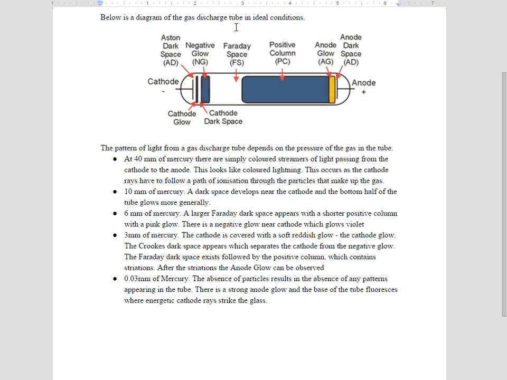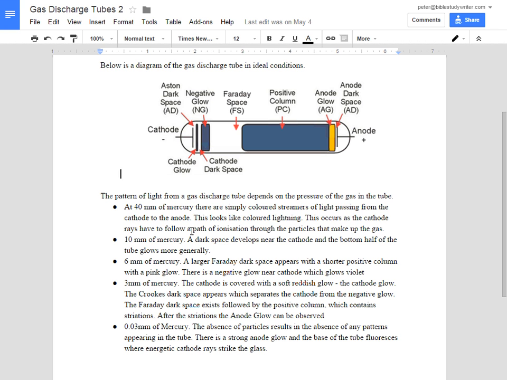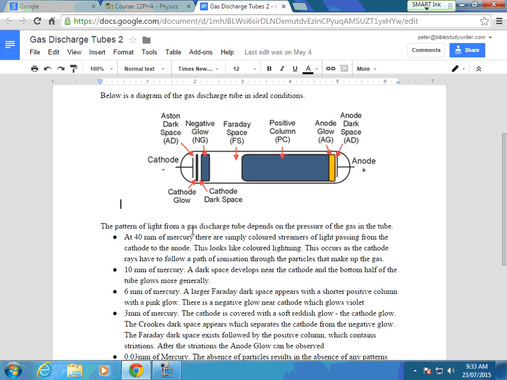Right, because when they discovered how to make barometers, I'll show you briefly. I'm going to have to get out of this. Okay.